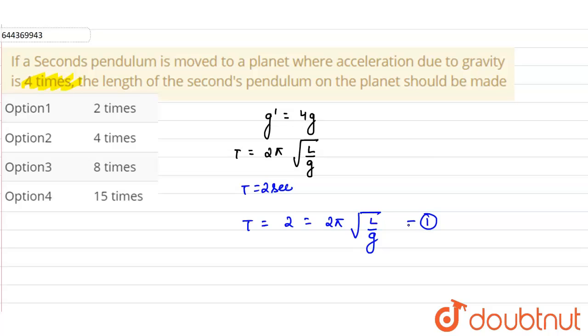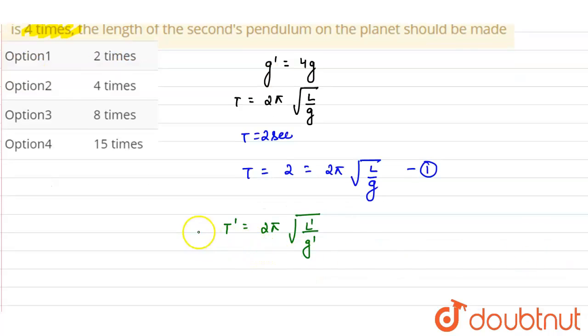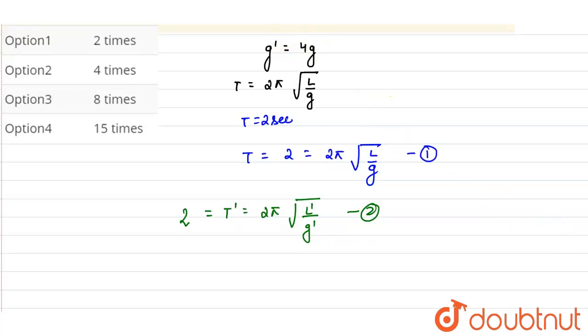Now if we take the second's pendulum to the other planet where g dash is 4 times g, so the new time period will be equal to 2 pi under root of L dash upon g dash. Correct. Now since it is a second's pendulum, the time period will remain the same, that is 2 seconds. Correct. So let us suppose this is your equation number 2. So compare equation number 1 and equation number 2.